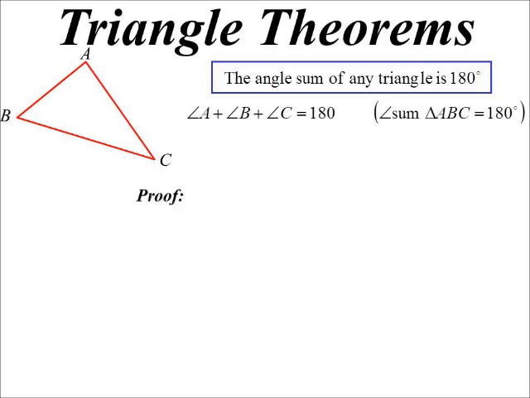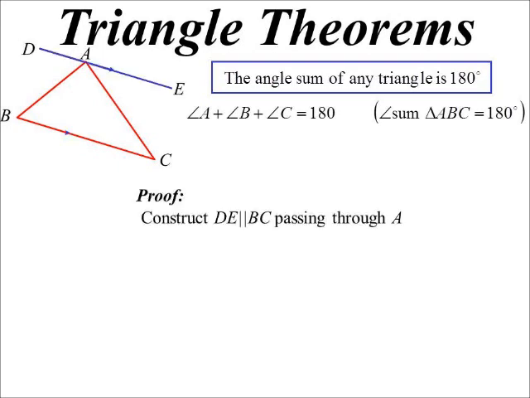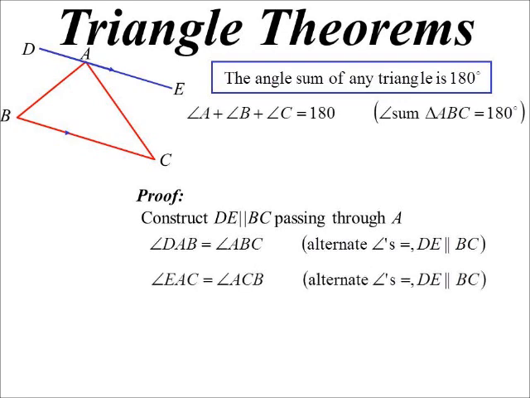Okay, so the proof. I'm going to construct a new line, DE, parallel to BC, that passes through the point A. So there we go, there's some parallel lines. So now I can use some parallel line theorems. I can say angle DAB is the same as ABC. They are, of course, alternate angles in our parallel lines. I can also say the same thing for EAC and ACB. They're also alternate.